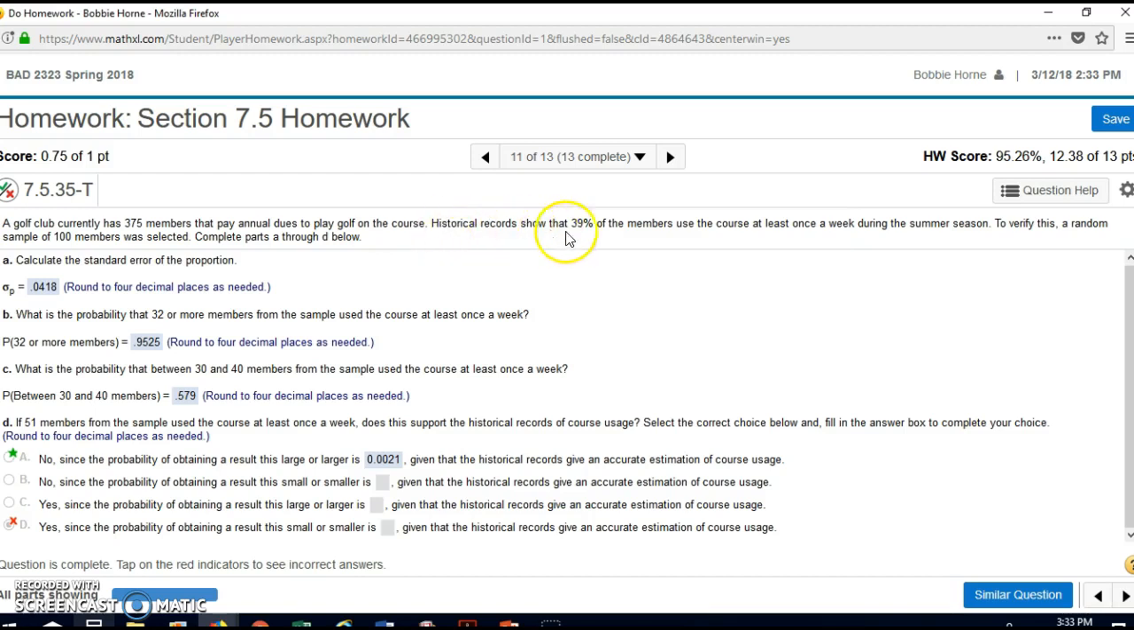So what that means is, does this support the historical records of course usage? Well, the historical records show 39%, but what we see is, since the probability of attaining a result this large is small, then it does not support what we found. Okay? If 51 members use the course at least once a week, does this support the records of course usage? No, it does not, because the probability of attaining a result this large is very small.